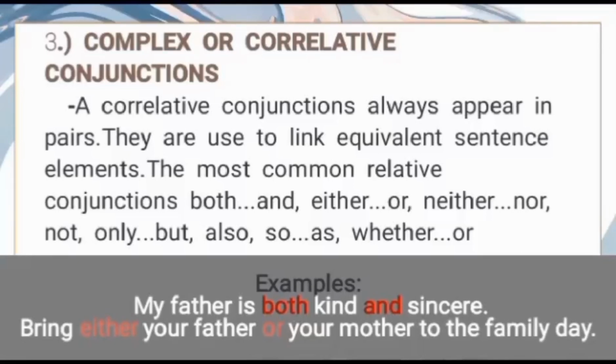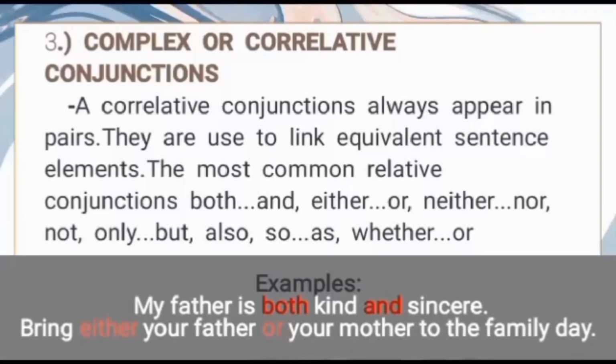So, we have here an example: "My father is both kind and sincere." So, the "both" and "and" always partner in a correlative conjunction. So, both means one and the other. We use this pair to give equal importance to things or people. So, "both" and "and" always partner because this pair gives equal importance to things or people. Meaning, my father is both kind and sincere.